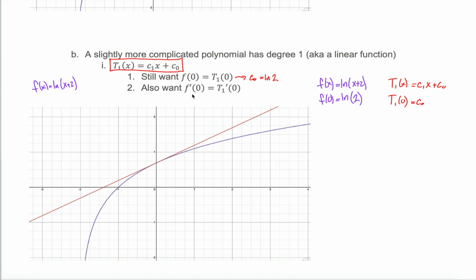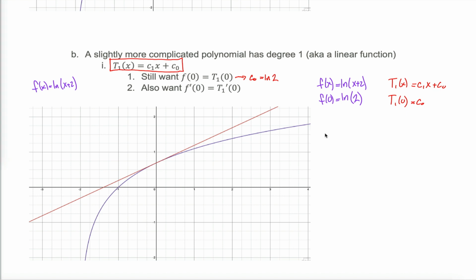Well, maybe we'd want the first derivatives to be the same, right? That would kind of make sense. If the slope of the graph in purple at x equals 0 is the same as the slope of the graph in red when x equals 0, then these two graphs will look more similar. So not only do I want their heights to be the same when x equals 0, I want their first derivatives to be the same when x equals 0.